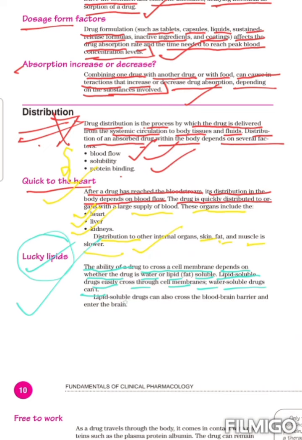Okay. Lipid soluble drugs can also cross the blood brain barrier and enter the brain, which is very important. This point is very important. So what happened? A lipid soluble drug can cross the blood brain barrier and enter the brain, and it is more soluble than water soluble drugs.